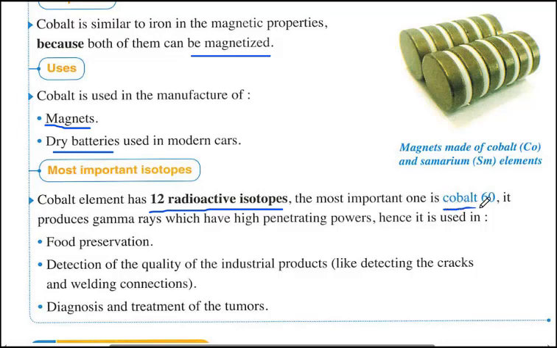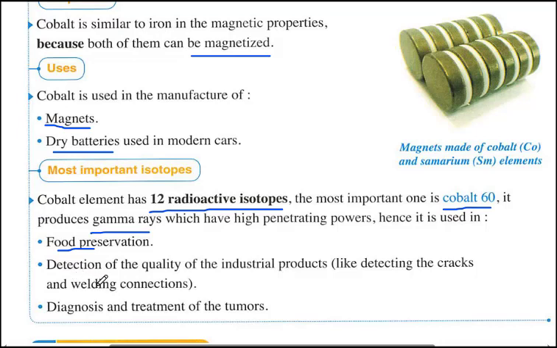The most important of them is cobalt-60, which emits or produces gamma rays. So cobalt-60, which emits gamma rays, has high penetration power. These gamma rays have high penetration power. So this gamma ray is used in preserving food, and in detection of quality of industrial products, like detecting cracks and welding connections.